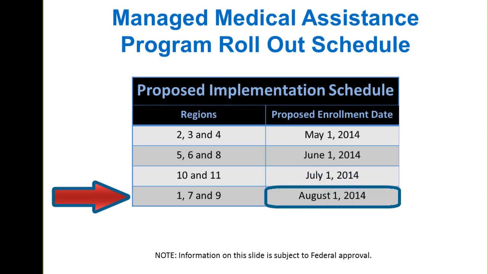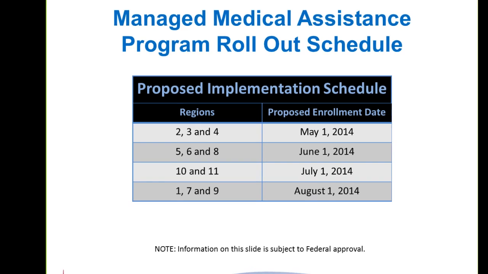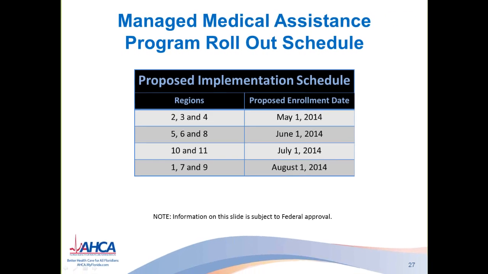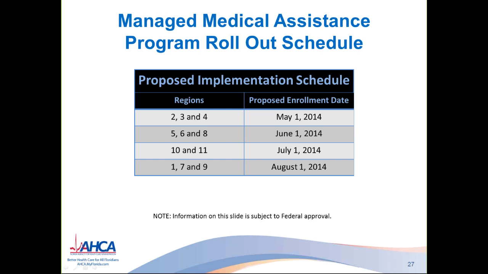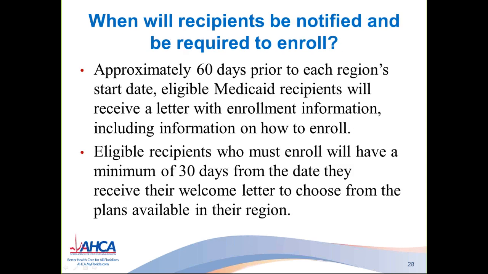And then finally, we'll roll out regions 1, 7, and 9, region 1 being the Pensacola area, 7 being the Orlando area, and 9 being down around Palm Beach. And those will go live August the 1st. So even though the slide says that we're subject to federal approval, we have obtained federal approval, and this is the final rollout schedule.